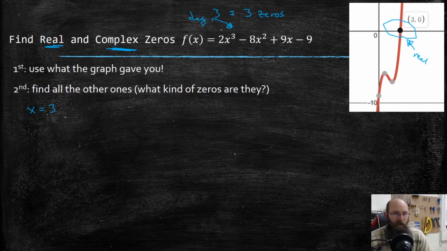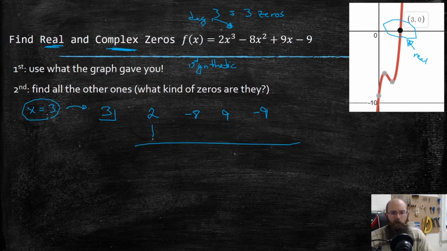So I'm going to use synthetic division here. My main polynomial is already in descending order: x cubed, x squared, x, and no x's. So I'm going to take those coefficients and bring them down here: 2, -8, 9, and -9. What number goes in my little box with synthetic division? I'm going to take this 3 and put it in that box.